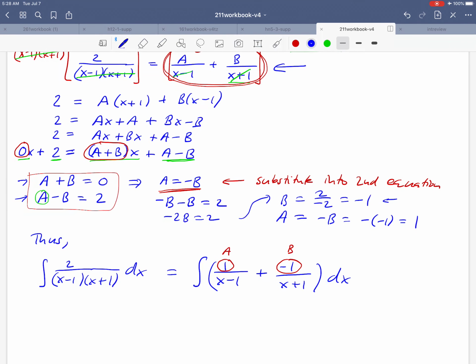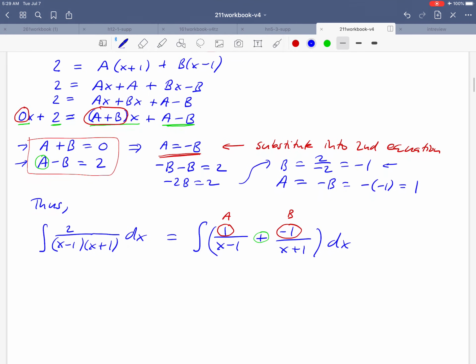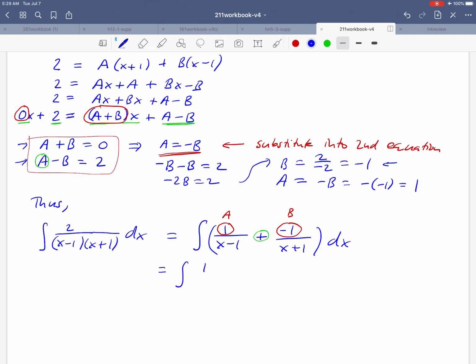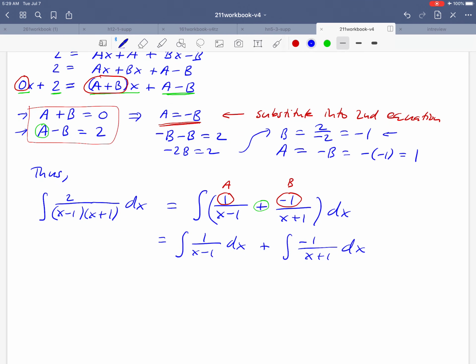And so here's why we did all of this, why it's helpful to have broken this into parts. Notice that we've got a plus sign here. Because of that plus sign, we can take this integral on the right-hand side and break it into two pieces, 1 over x minus 1 plus negative 1 over x plus 1. So we've taken the integral that we started with and broken it into two smaller pieces. That's why this method is useful. And if we can do those two separate integrals, we're done.